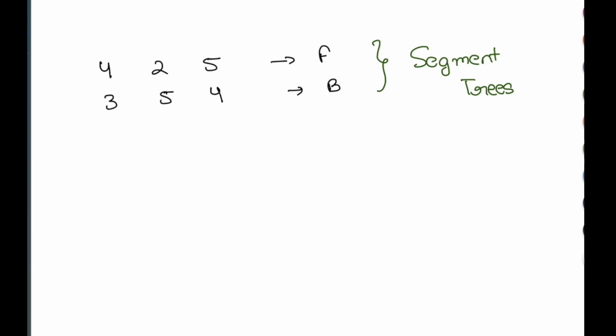So what will happen? You will have your nodes. You will have your actual basket capacities as the leaf nodes. So let me create the leaf nodes. It is 3, then 5, then 4. Now for 3 and 5, the maximum is 5, right? So we will create a parent of 3 and 5, and it will be 5.